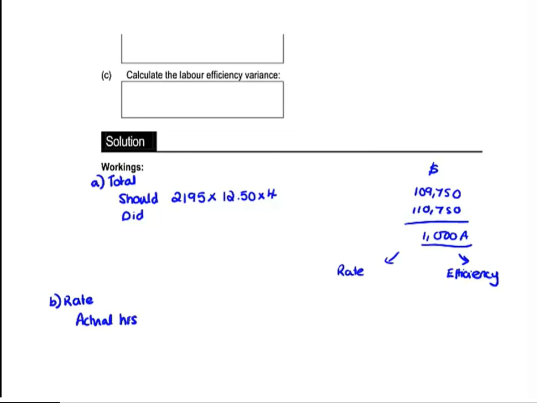So actual hours, which in this particular case is 9,200, should cost, well, the standard cost per hour is $12.50. So 9,200 hours at $12.50 is $115,000.